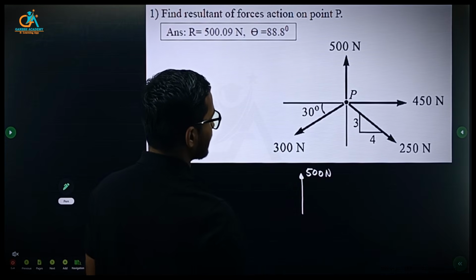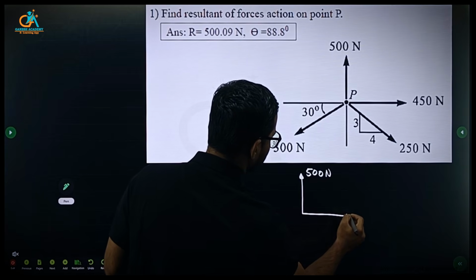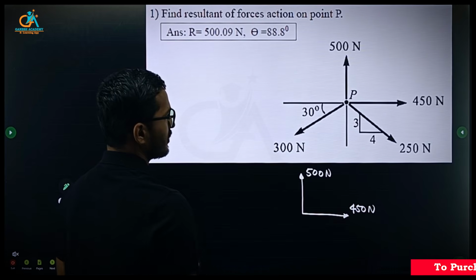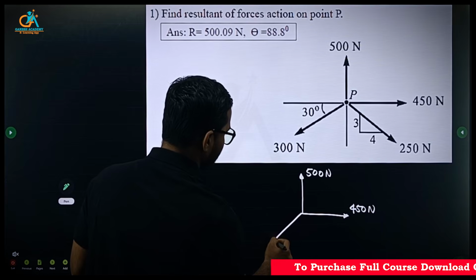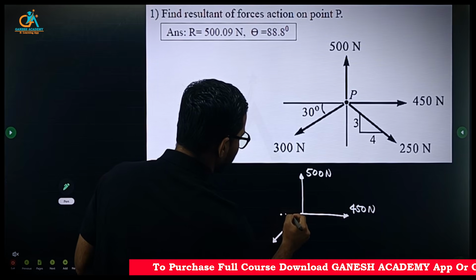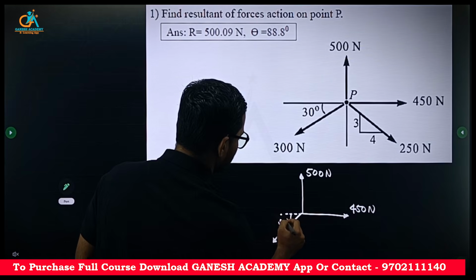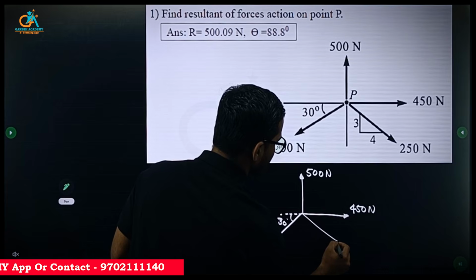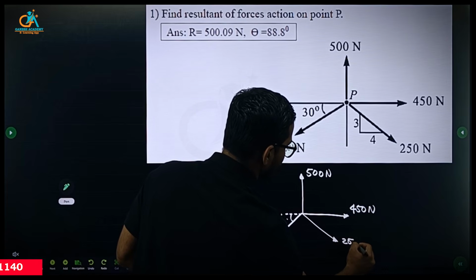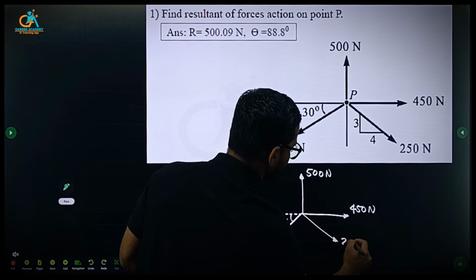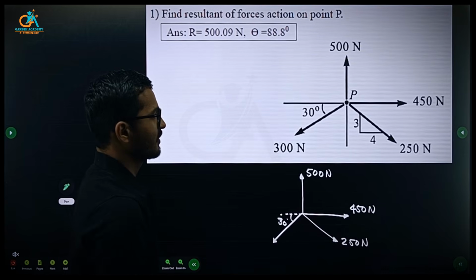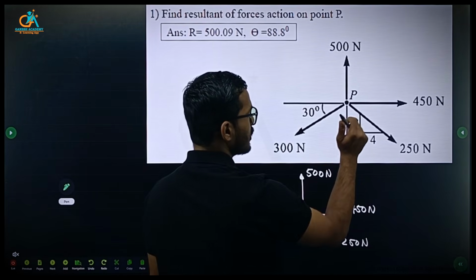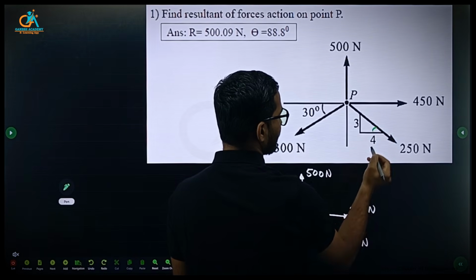500 न्यूटन एक फोर्स है वर्टिकली अपवर्ड, then 450 न्यूटन हॉरिजॉन्टल फोर्स है, एक इंक्लाइन फोर्स है एट एन एंगल 30 डिग्री विथ हॉरिजॉन्टल, एंड एक और फोर्स है 250 न्यूटन. ओके, बट द एंगल इज नॉट गिवन, द स्लोप इज गिवन 3 वर्टिकल टू 4 हॉरिजॉन्टल. तो अभी हमें ये एंगल फाइंड करना पड़ेगा, राइट.